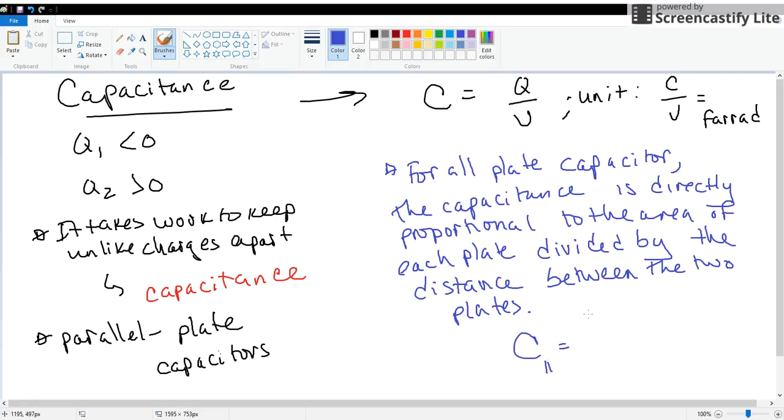So we could write that mathematically as: the capacitance for a parallel plate capacitor is equal to some constant of proportionality, which I will write as epsilon naught, something that we'll talk about when we get to electromagnetism, times the area of each capacitor plate divided by the distance between them. This is straightforward, and it's just something that you need to commit to memory.